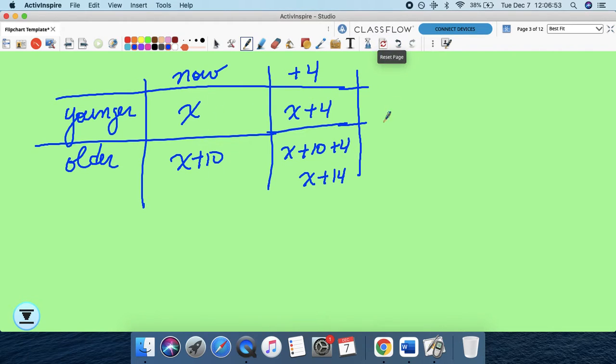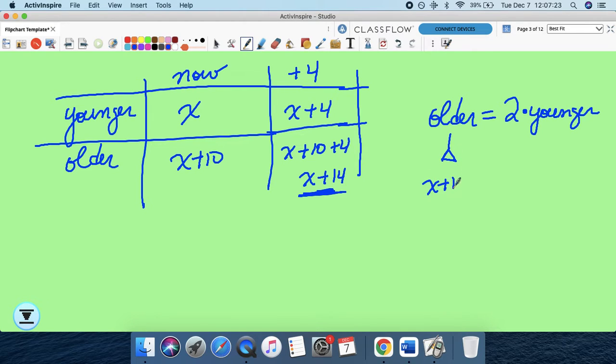Now we can set up the equation. It says in 4 years, he will be twice as old as his brother. In 4 years, the older brother is going to be twice as old as the younger. That's what I use to set up my equation, the second part. So let's use their ages 4 years from now. The older brother's age 4 years from now is X plus 14. And the younger brother is X plus 4, so we go 2 times X plus 4.